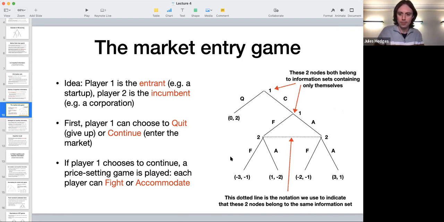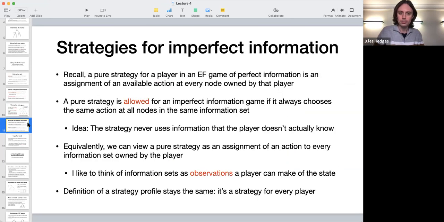Okay, so this is set up so that, for example, if both firms fight, then it's extremely bad for the entrant. If both firms accommodate, then it's extremely good for the entrant. Okay, now when we have games of imperfect information, or extensive form games with information sets, we need to adjust our definition of strategies, because there are strategies in general which would cheat by making use of information that the players are not supposed to be aware of, like exactly which node they're in.